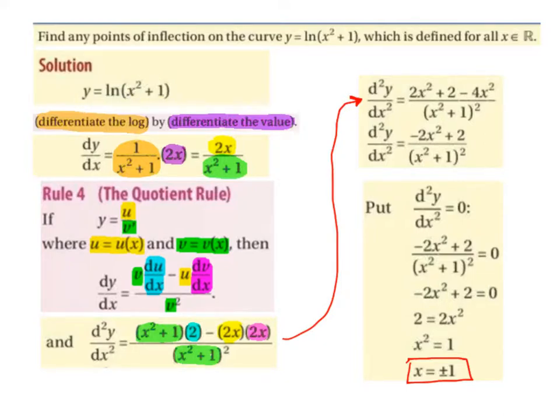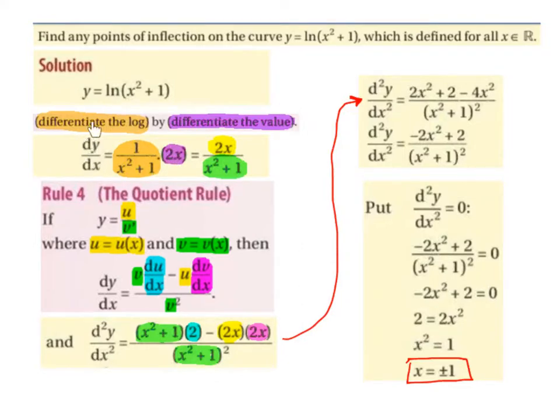So the first thing we want to do is differentiate. So we're going to use the chain rule. So we differentiate the outside. So we're going to differentiate the log. So the natural log becomes 1 over x squared plus 1. And we multiply that by the derivative of the inside function. So we differentiate inside, and the x squared becomes 2x.